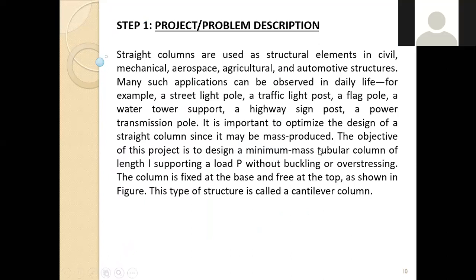Strut members are used as structural elements in civil, mechanical, aerospace, agricultural, and automotive structures. Many such applications can be observed in daily life, for example, a street light pole, a traffic light post, or a flag pole. It is important to optimize the design of a strut column since it is mass produced. The objective of this project is to design a minimum mass tubular column of length L supporting a load P without buckling or overstressing. The column is fixed at the base and free at the top as shown in the figure. The structure is also called a cantilever column.